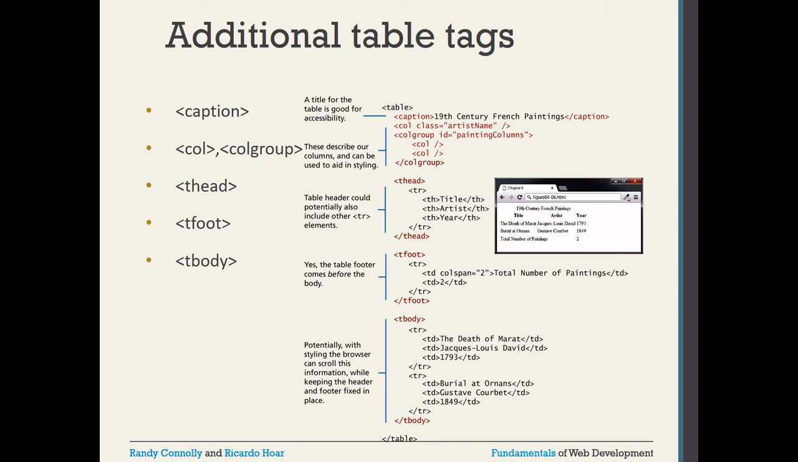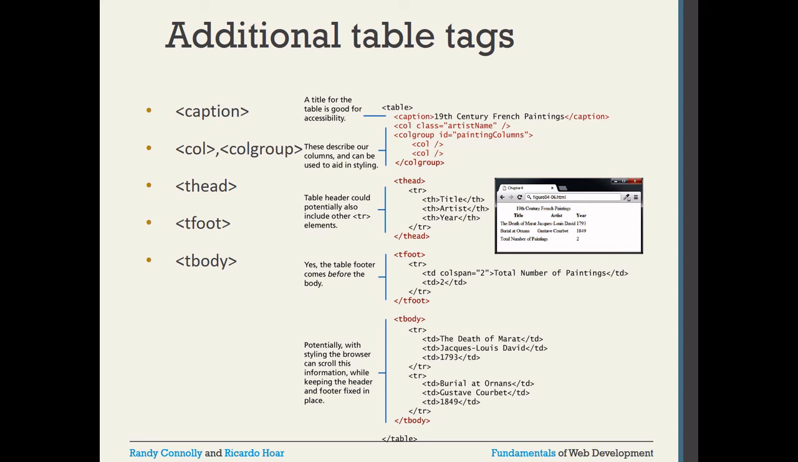Apart from this, another table tag is caption. Okay, so with caption you can display the title of the table. Here you see 19th century French paintings, the caption is the table heading, so we can put open caption, close caption. Got it? Caption is the title of the table. Another thing is col and colgroup. These describe our columns and can be used to add styling. So with col and colgroup we can add styling properties. I will discuss that more in the next videos.